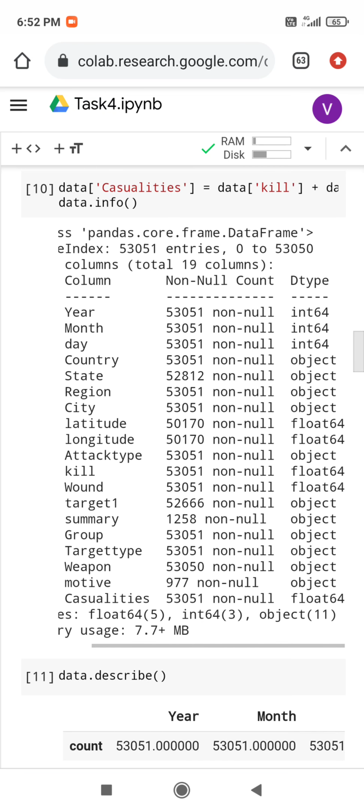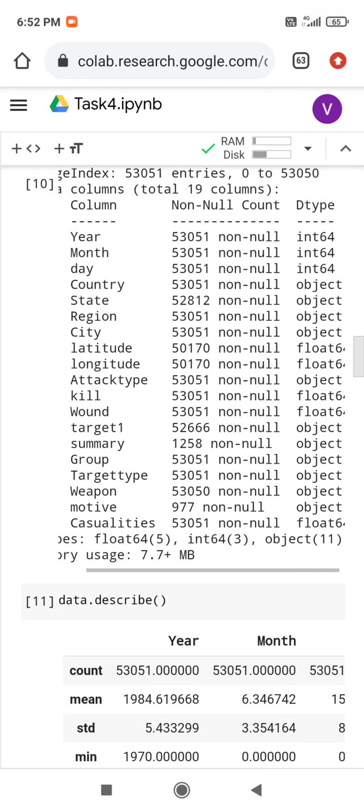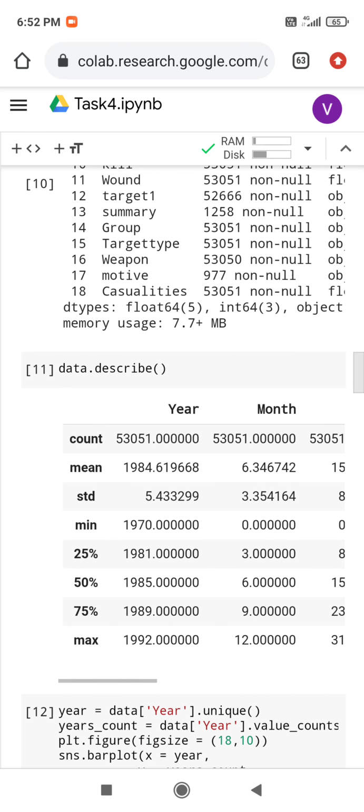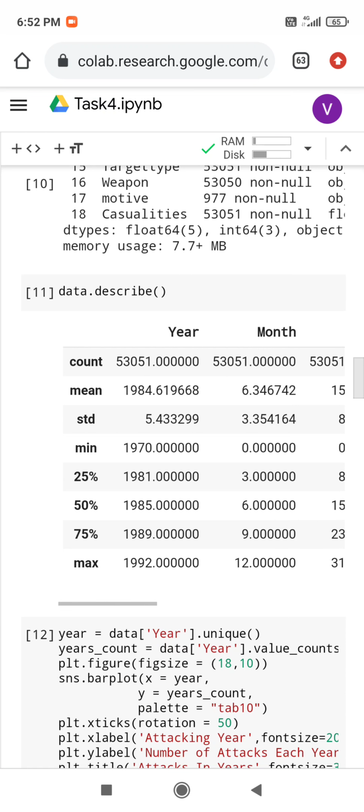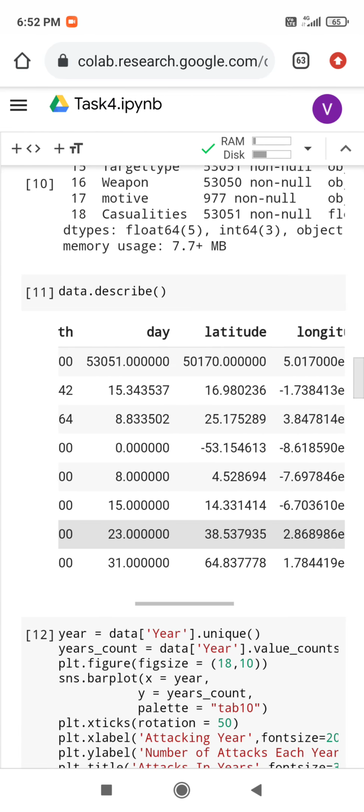So next, data.info. Here we see that the kill and wound columns are created, which are float. Next, we need to describe the data. Describe the data means we are taking the count, standard deviation, mean, maximum value of every column.